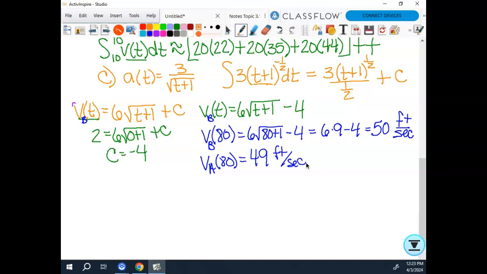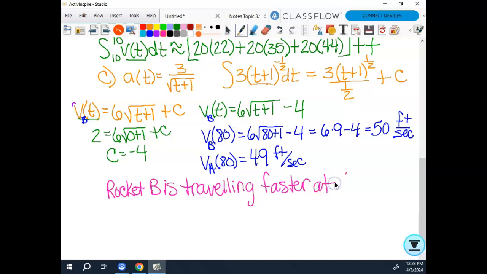Rocket B. So we still have to answer the question. Here's your work, kind of your explanation, like I figured all that out, that's where that is, so I really just have to say that rocket B is traveling faster at t equals 80 seconds. Okay. Everybody okay with that? Yes?